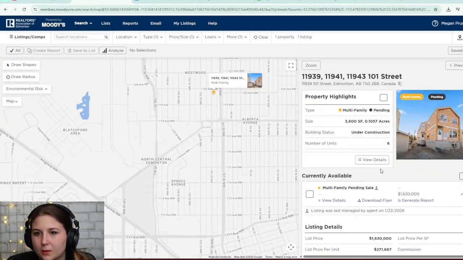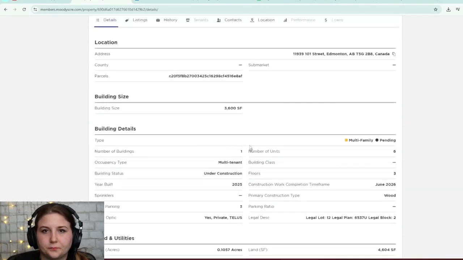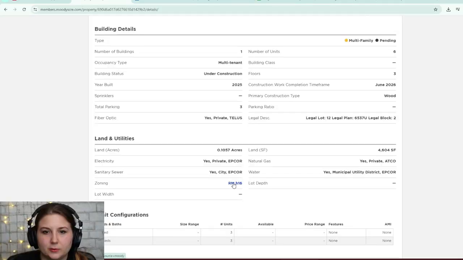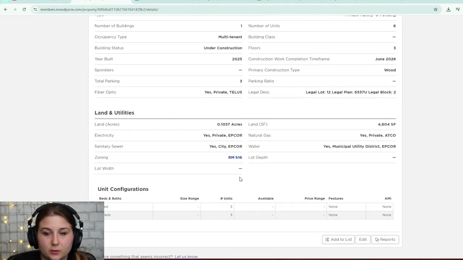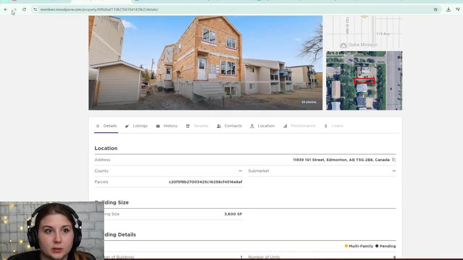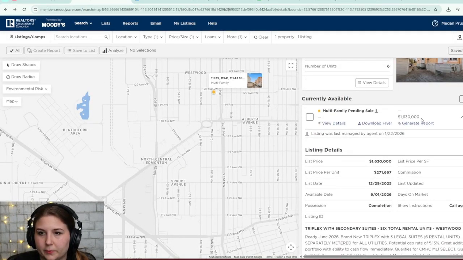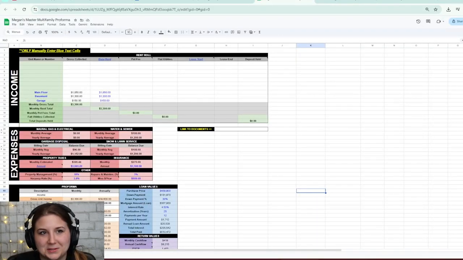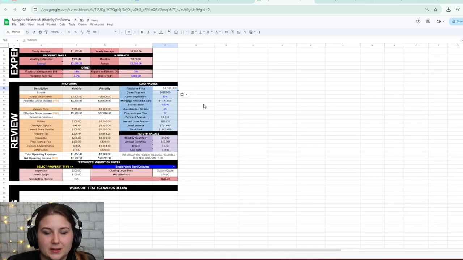Why not? Okay, so when I click to view the details, what I'm going to do here is I'm going to take the purchase price. Where did that go? I'm still getting used to Moody's, obviously. Where did it go? There. I'm going to steal this purchase price. This is Megan's Master Multifamily Proforma. I put this together myself.